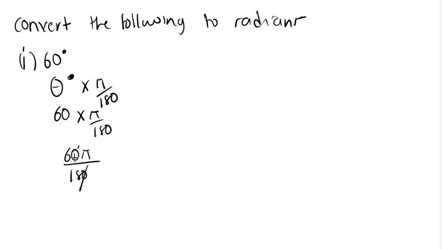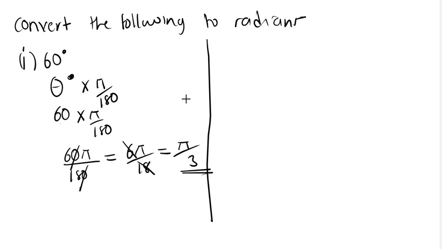This 0 and this 0 cancel. Then we have 6 pi over 18. Dividing 18 by 6, it will be pi over 3. That is how you answer this kind of question.